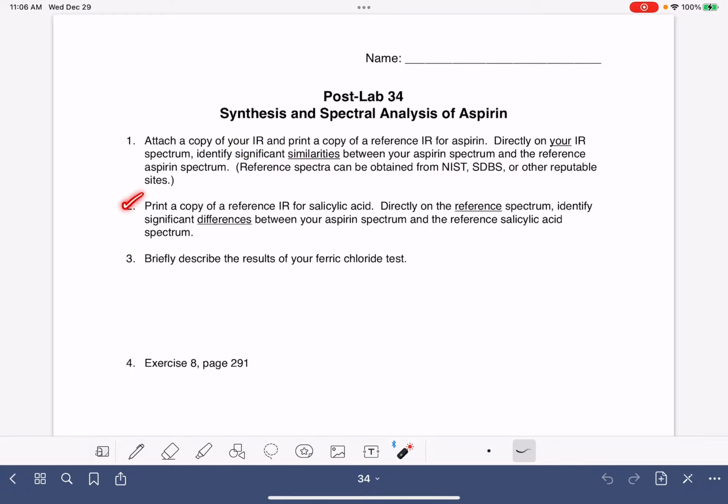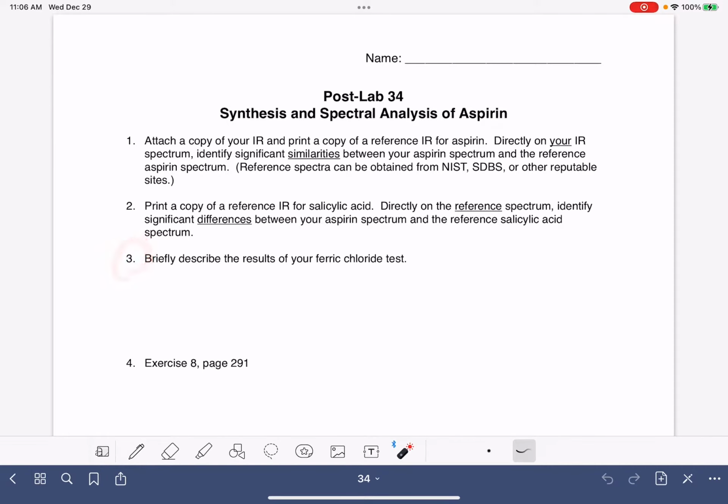And then for question number 2, I want you to get a reference IR for salicylic acid from one of the same sites, and I want you to identify differences between your aspirin IR and the reference salicylic acid. So this is a way of verifying that you did in fact convert the salicylic acid into something else. Your IR and the reference for salicylic acid should be pretty different because they are of two different molecules.